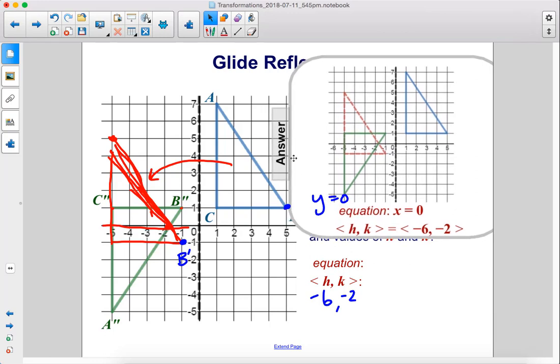And there we go. In red we see our translated triangle. So this is our triangle that's single prime, A prime, B prime, C prime. And then we have reflected over the x-axis. Therefore, the green triangle is then A double prime, B double prime, C double prime.